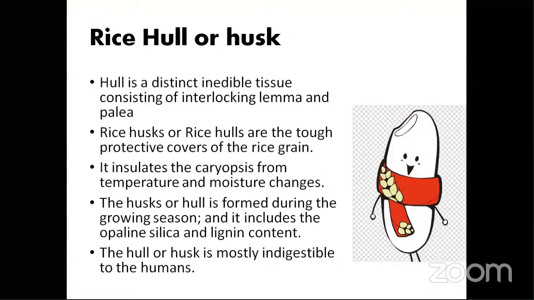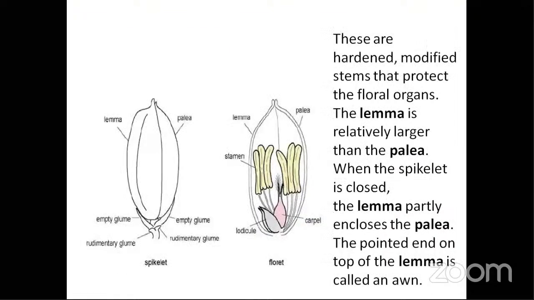Their basic function is protection. They help in the insulation of the caryopsis. Caryopsis is a single-seeded fruit, so that means grain. So the hull insulates this caryopsis from temperature and moisture changes. And this hull or husk is a good contributor of silica. Silica is used for making glass, so it contains a major portion of silica also. And here one term is used, opaline. Opaline means off-white colored, like a glass of milk. That kind of color is known as opaline. So this hull or husk has to be removed during the milling process because we humans cannot digest this hull or husk.